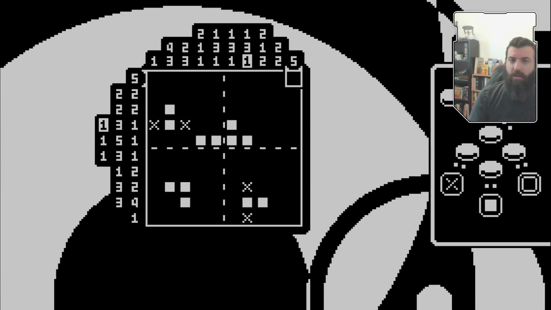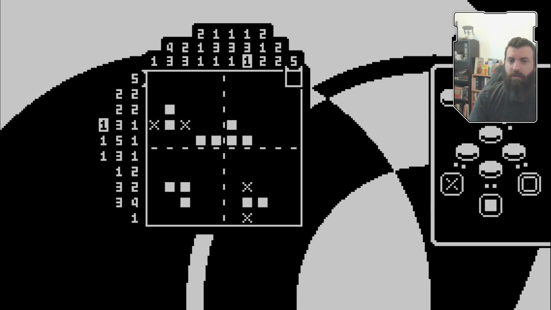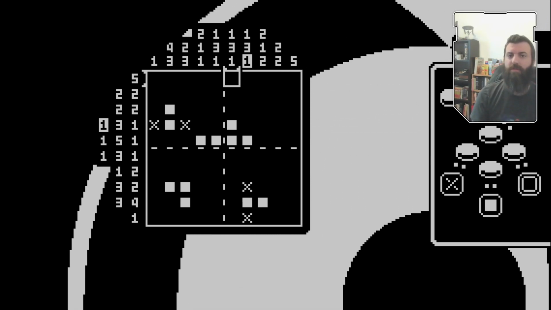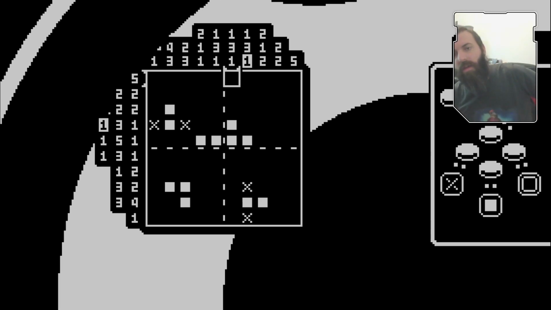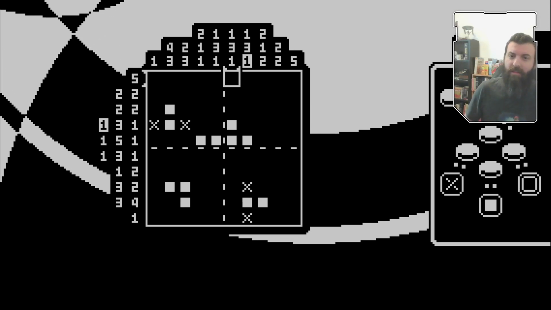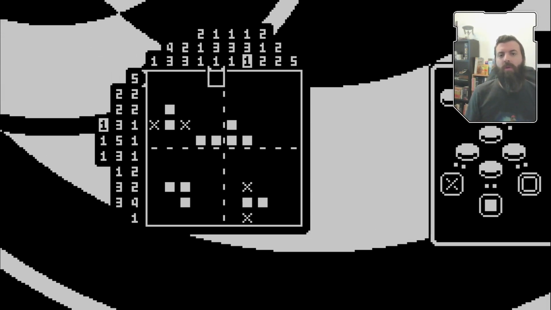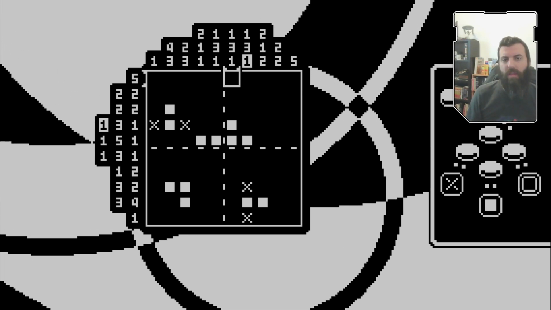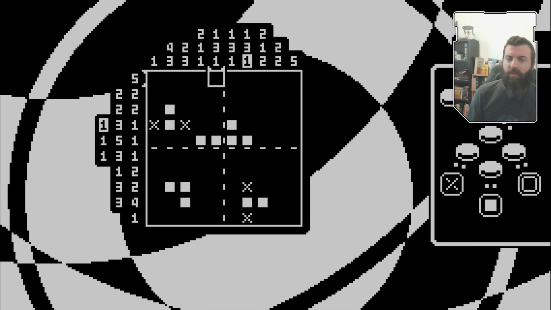I'm inclined to start a likely guess. We've got a 50-50 shot that these pixels are filled in.